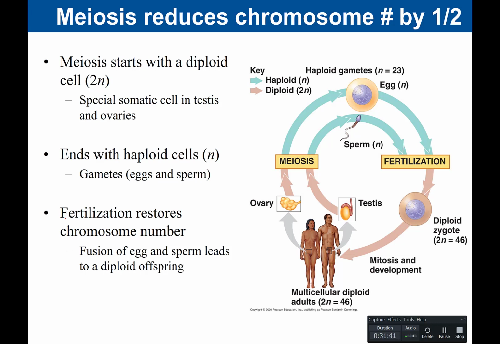So the cells start with 46 chromosomes, but through meiosis, when they reduce chromosome number in half, the egg will be haploid. It will have 23 chromosomes. The sperm will be haploid. It will have 23 chromosomes. And then fertilization will restore that diploid number, meaning when the egg with 23 comes together with the sperm with 23, the zygote is going to have 46. Then that diploid zygote, that fertilized egg, is going to undergo mitosis and development, because remember that mitosis is used to produce multicellular adults. So again, all the cells in our body have the same DNA because they arose by mitosis and development.